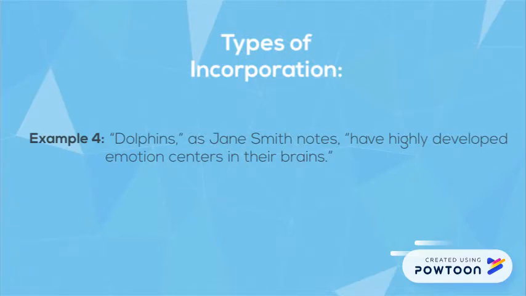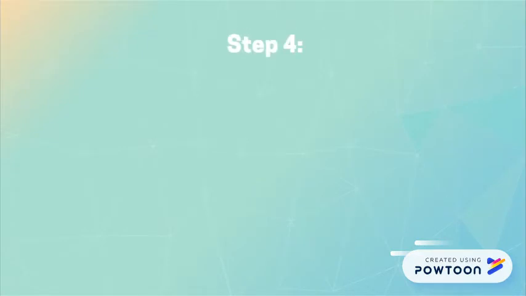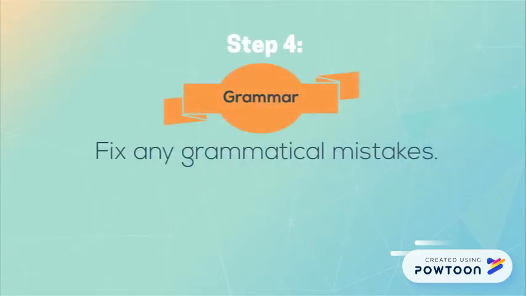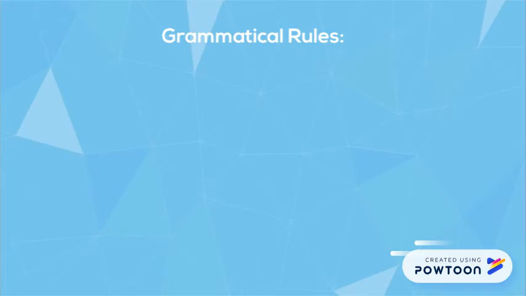However, the most effective and complex way of incorporating evidence is to split up the quote incrementally in the sentence, like this example here. Step 4 of weaving is to fix any grammatical mistakes. Grammatical mistakes can make or break an essay. Knowing how to fix these mistakes can help the essay sound more mature. Here are some of the rules regarding grammar.